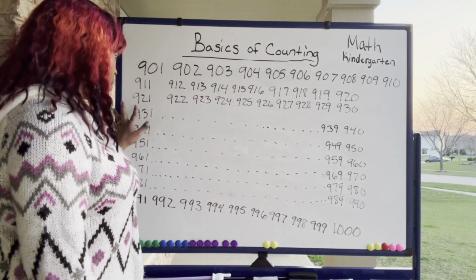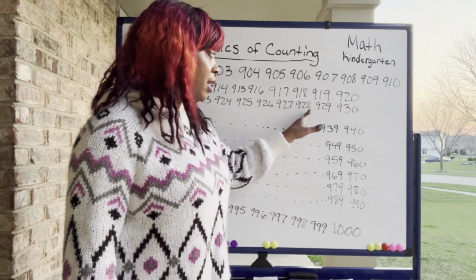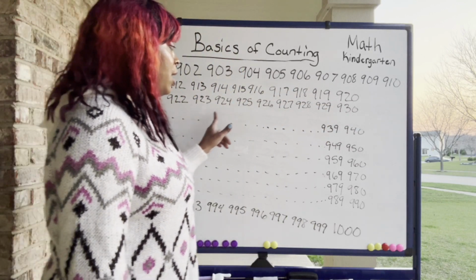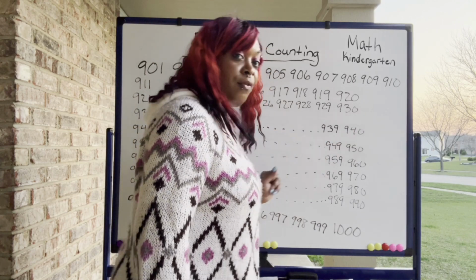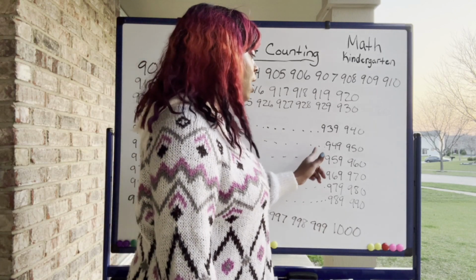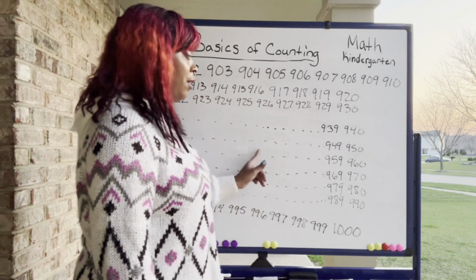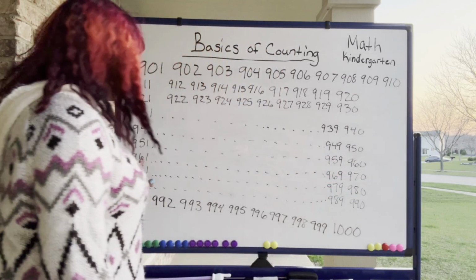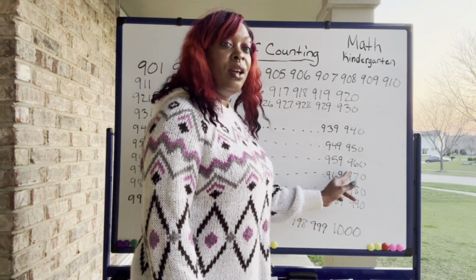After 20s is 921, 922, 923, 924, 925, 926, 927, 928, 929, 930, 931, 932, 933, 934, 935, 936, 937, 938, 939, 940, 941 through 949, 950, 951 through 959, 960, 961 through 969, 970.